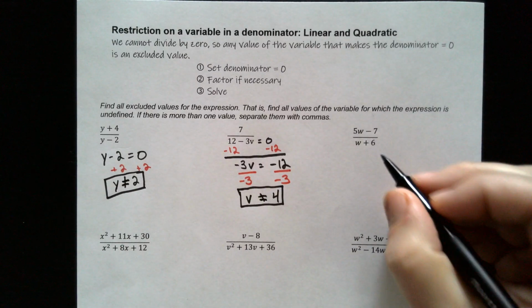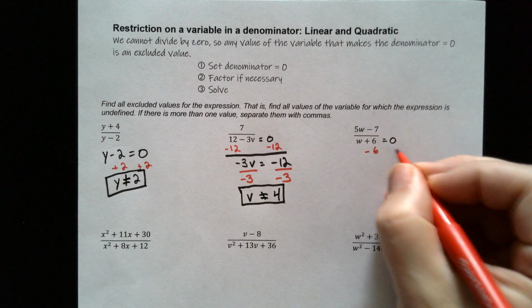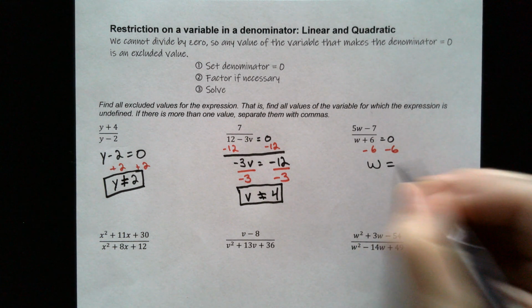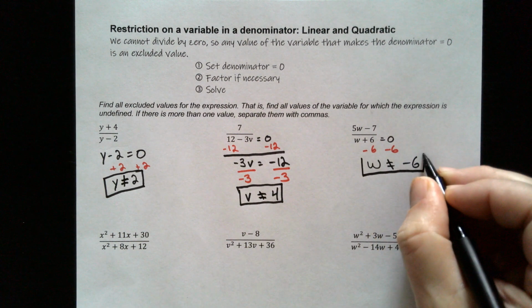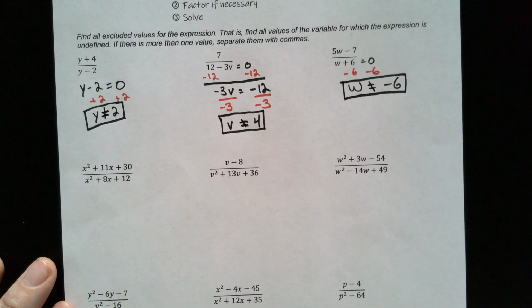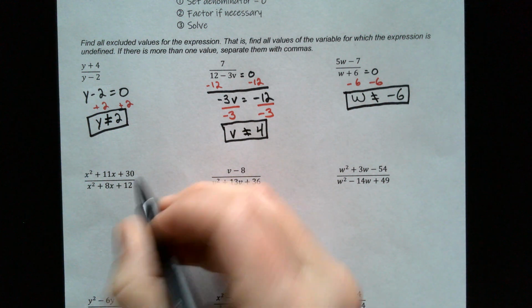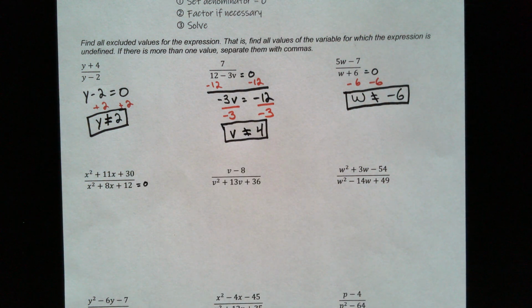Okay. This one looks like we can just subtract the 6 from both sides. And that will be w is equal to negative 6. So we'll say that's our excluded value. Okay. All right, let's look at these now. So we have some quadratics going on here. So we'll look at the bottom only. We'll set this equal to 0. And what we're going to have to do to solve this is factor it.